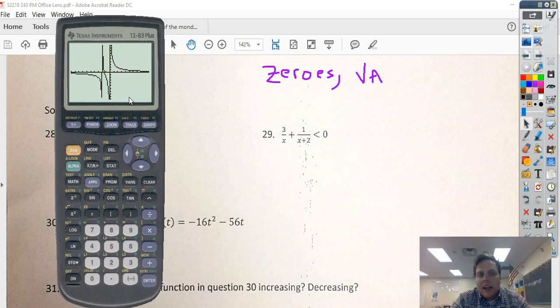Okay. So, look. Here's the question at hand. It just simply wants to know, where am I less than 0? It wants to know what are the x values that produce negative y values. That's all it's looking for.